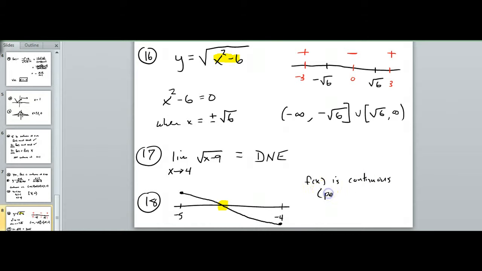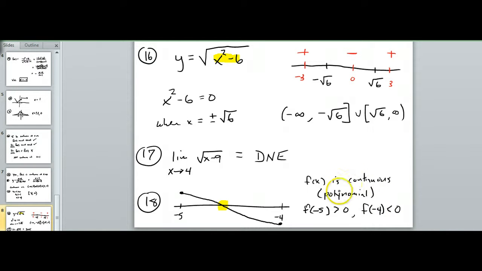Alright, we know it is continuous because it's a polynomial, and all polynomials are continuous on their entire domain, and the domain is all real numbers for a polynomial. So f of x is continuous. Alright, f of -5, when I plugged in -5, I got a positive number. f of -4 was a negative number.